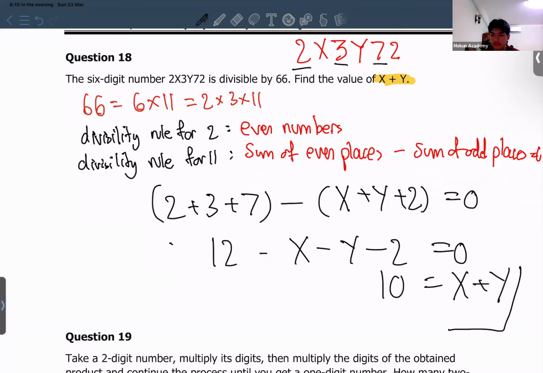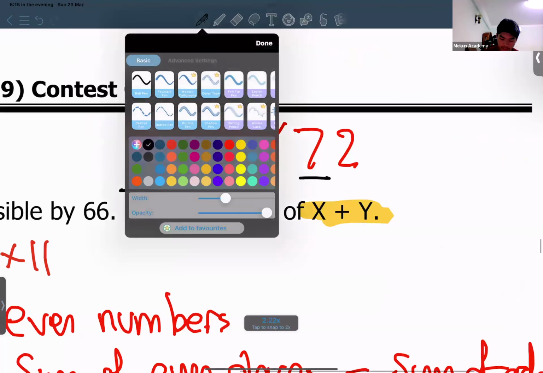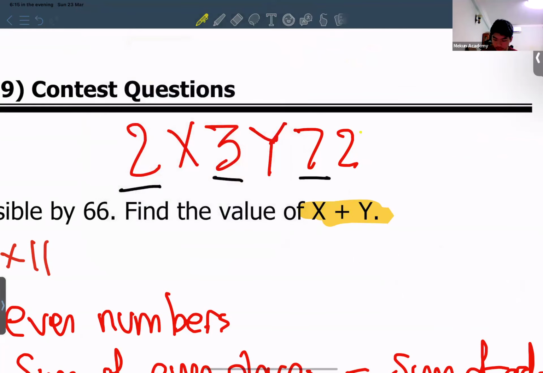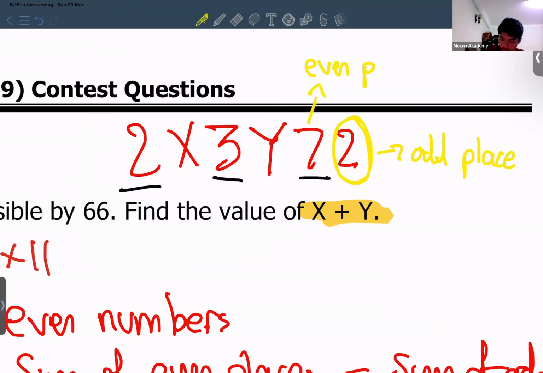Do you understand? The question is, how do I know that 2, 3, 7 are in the even places? You can look at the number again. This is the number 2 over here. This is the odd place because it's the first place if you look from the right-hand side. The second one, 7, is an even place, and then an odd place again, and then even. So you can just look at their places.